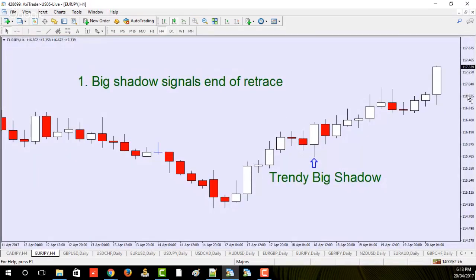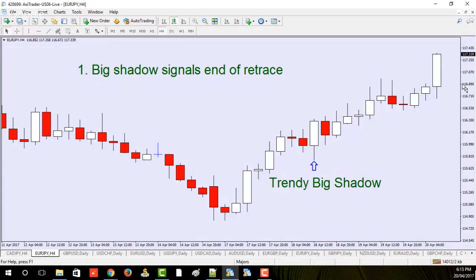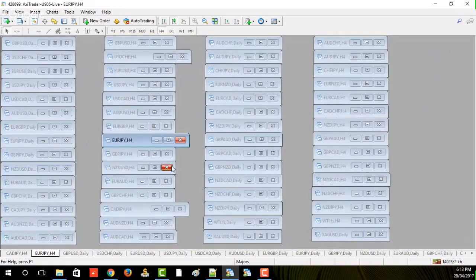Okay, well there you go. Target hit on the Euro yen. Awesome. What's the CAD yen doing?